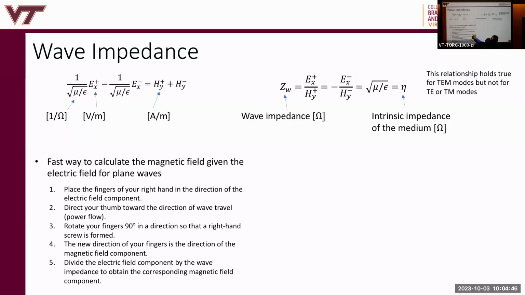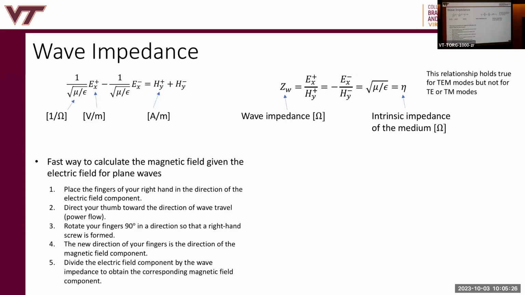The direction you get from the right-hand rule: place the fingers of your right hand in the direction of the electric field, direct your thumb toward the direction of wave travel, and rotate your fingers 90 degrees. That is the direction of the magnetic field. E cross H gives you the direction of propagation, right-handed. The amplitude is nothing but the electric field component divided by eta to obtain the magnetic field strength. So you can write it down by inspection, for plane waves.